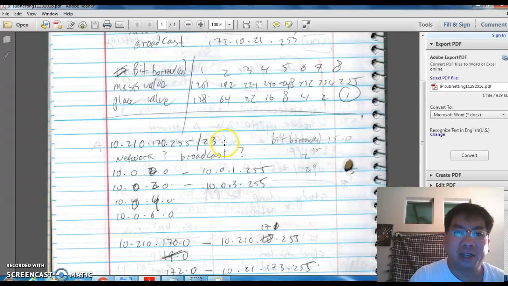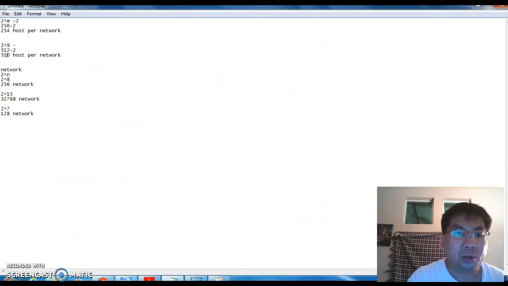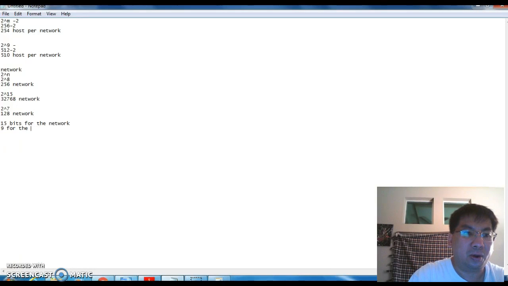Okay. 9 is the remaining bits, and then 15 bits that you borrow are for the network. Okay. So that's how this calculation works for subnetting. Okay. So 15 bits borrowed for the network, and then you have the 9 remaining bits you use for the host. Okay, for the host.